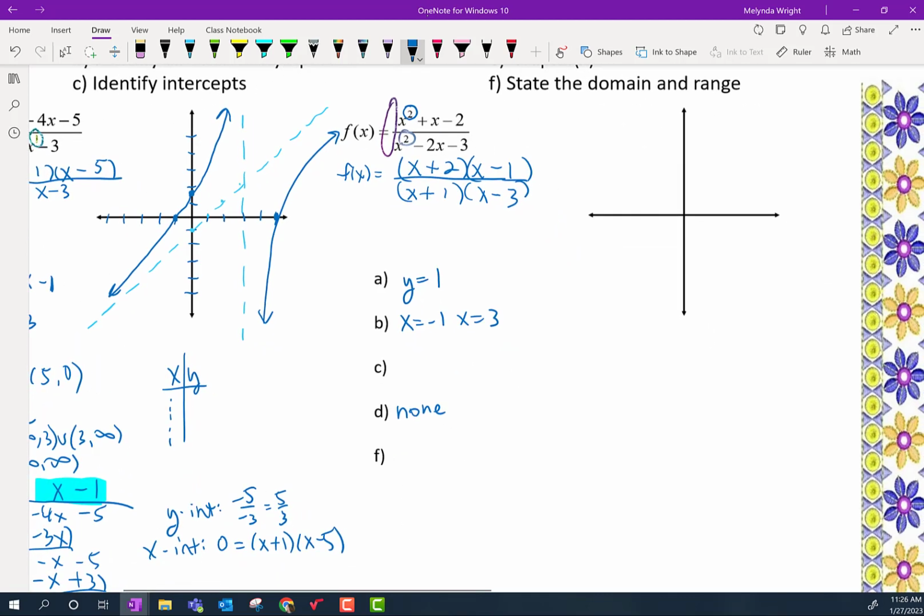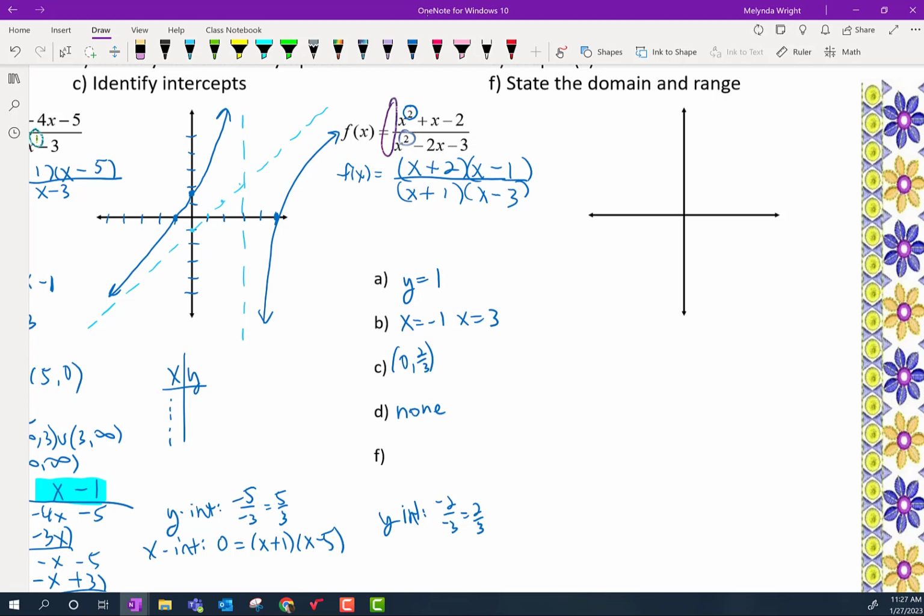So let me go down here and let's just do some scratch work. So the intercepts, the y-intercept, let's see, that's where you make all the x's 0. So that would be negative 2 over negative 3, or 2/3. So my y-intercept is 0, 2/3.